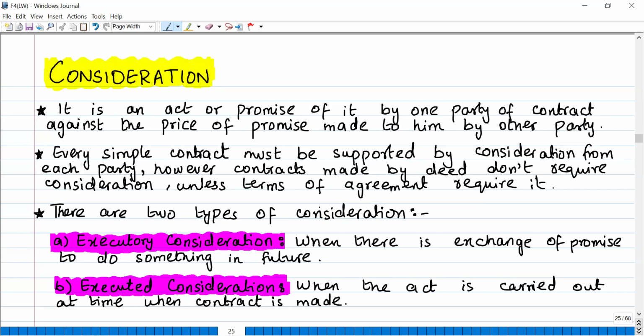Okay. Now the next thing is consideration. Now what is consideration? It is an act or promise of it by one party of the contract against the price of the promise made to him by the other party.